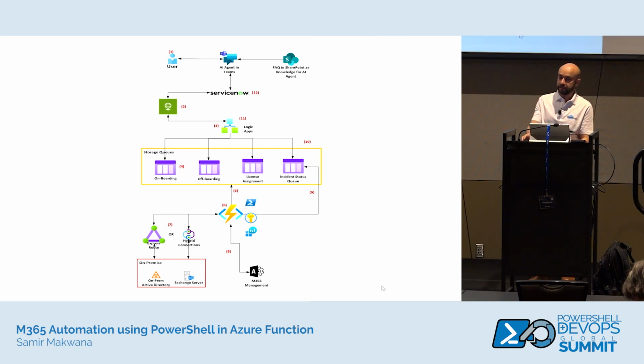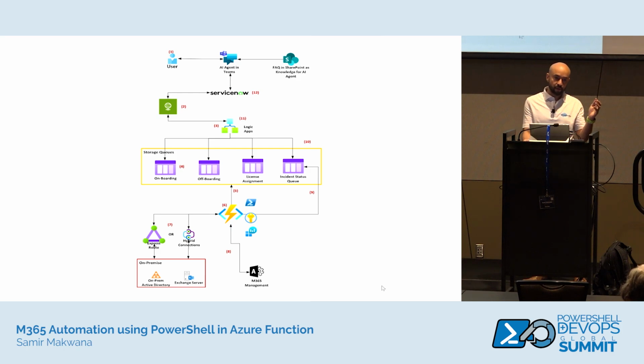Okay, so this is what we did. We started with the user and an AI agent in Teams, and all the FAQs and the knowledge base you have in your SharePoint or Confluence or wherever your knowledge base is. Then we have ServiceNow, which calls the API. I use Power Automate, but you can use Logic Apps as well. For every different service request that comes in ServiceNow, you can have different storage queues. The reason for this is to make your automation stateful, so that even if your script fails, you don't lose track of where you were, how far you reached.